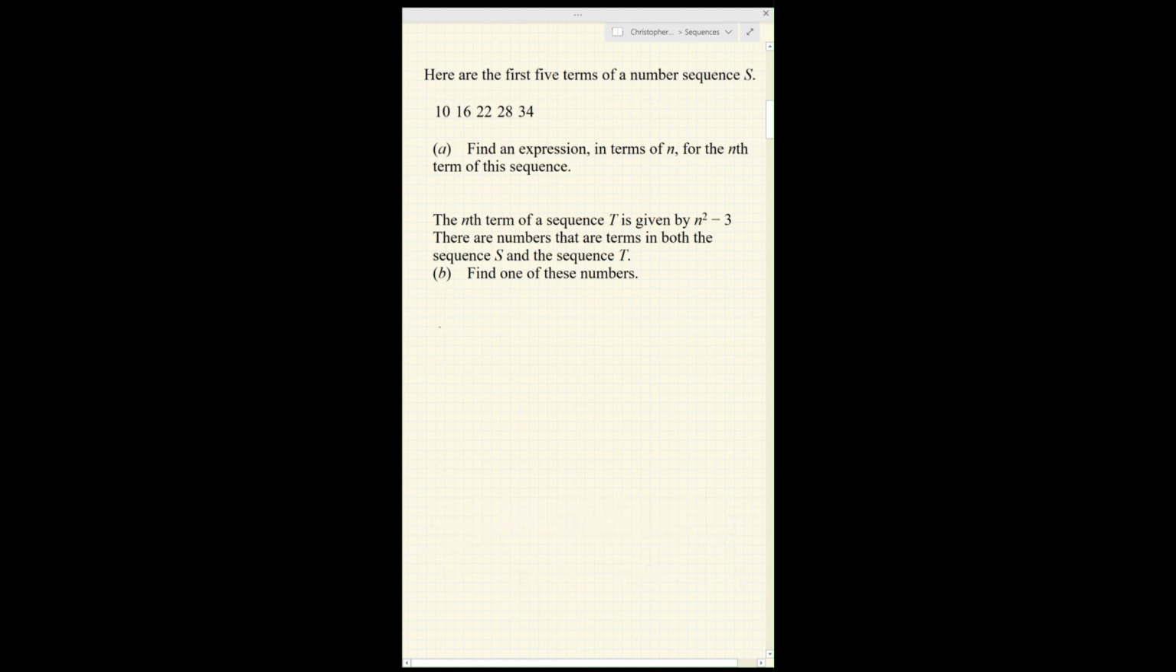Right, an expression for the nth term of that sequence. Well, the constant difference is 6, so it's 6n, and the first term isn't 6, it's 10. So my nth term formula is 6n plus 4.